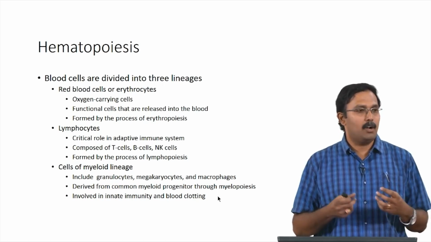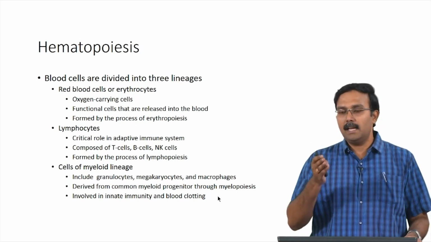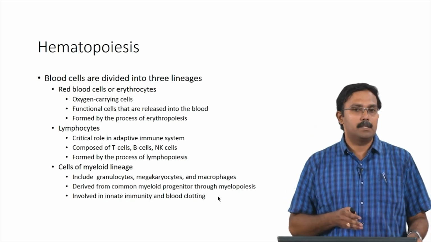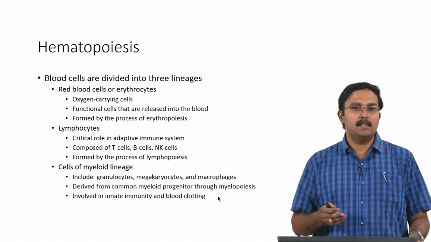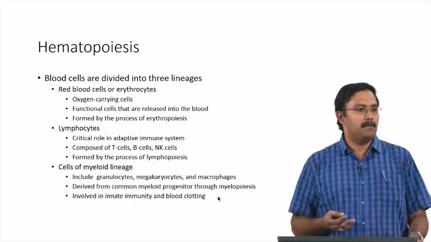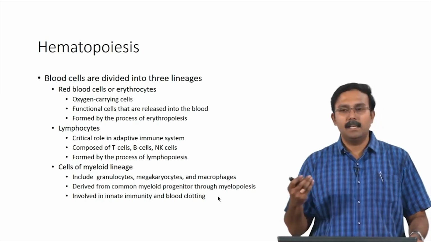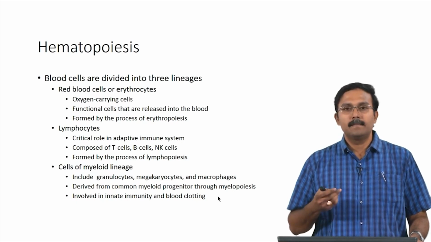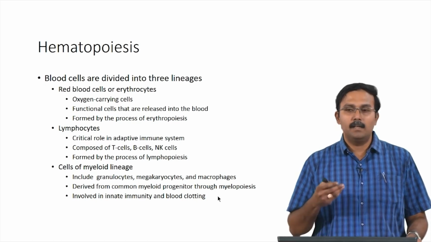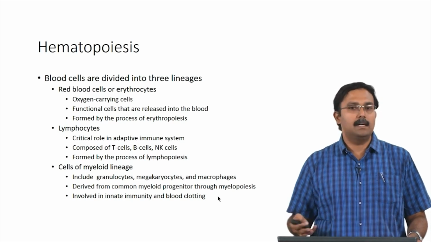They are formed by the process called erythropoiesis. So, within hematopoiesis the pathway which is taken for differentiation of hematopoietic stem cells to form erythrocytes is called erythropoiesis. You also have lymphocytes which have a critical role in immune response and especially in adaptive immune systems. So, these are composed of the T cells, B cells and the NK cells or the natural killer cells. So, these are formed by the process of lymphopoiesis, and cells from a myeloid lineage include granulocytes, megakaryocytes and macrophages.